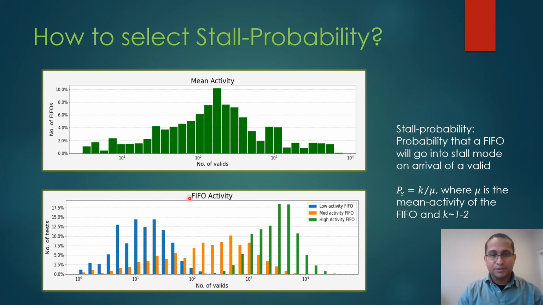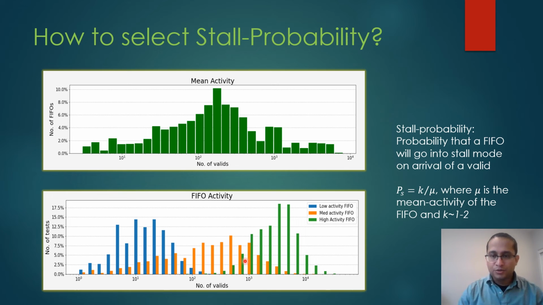So what we did is we did some statistical analysis to find out that even the low activity FIFOs show some variations across tests. The low activity FIFO is the blue one, and it shows quite a bit of variation across tests. Similarly, medium activity FIFOs also show variation across tests.